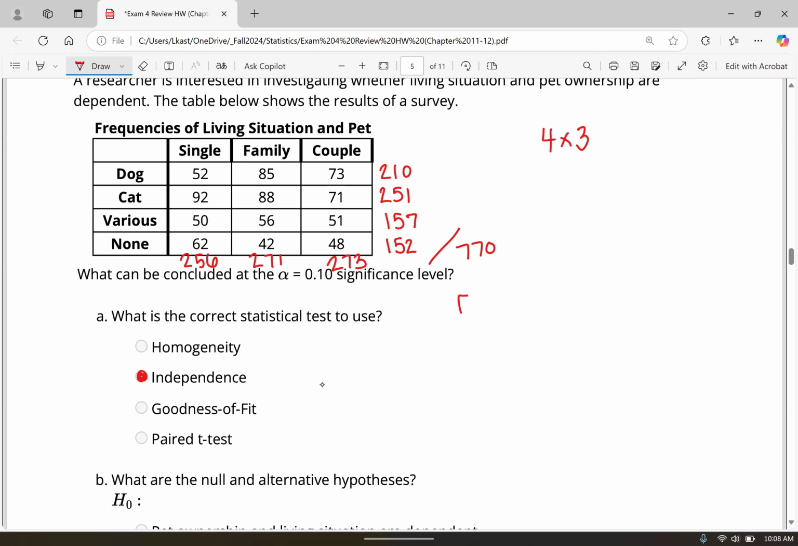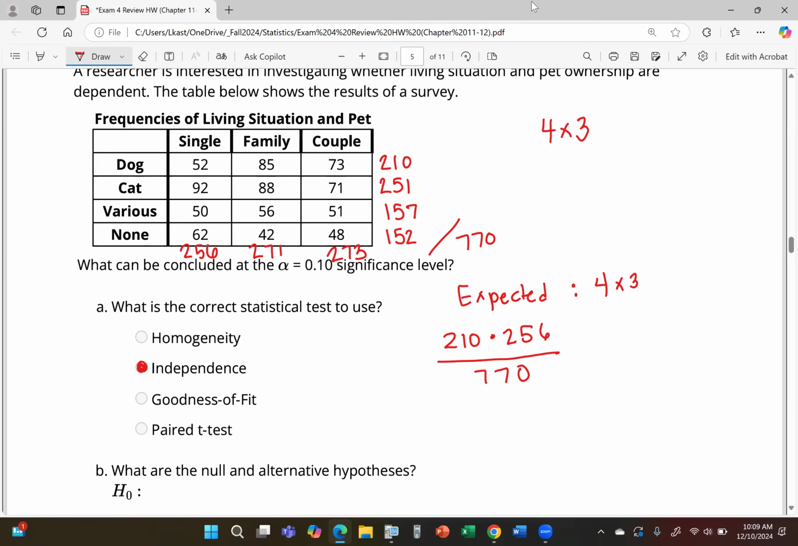So what's my expected going to be? It is going to be a 4x3 matrix. And let's calculate that first row, first column. So is that going to be 210 times what? 256 divided by 770? Is that going to be that first row, first column? Now, I don't want to type. I'm lazy. So I'm going to do a quick cheat.